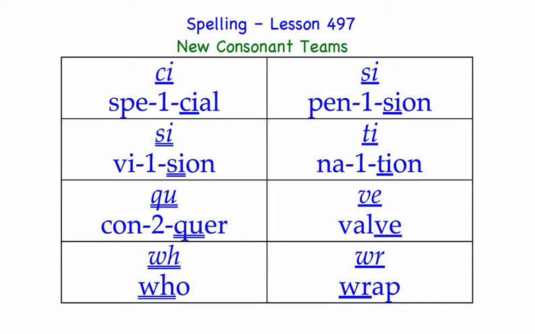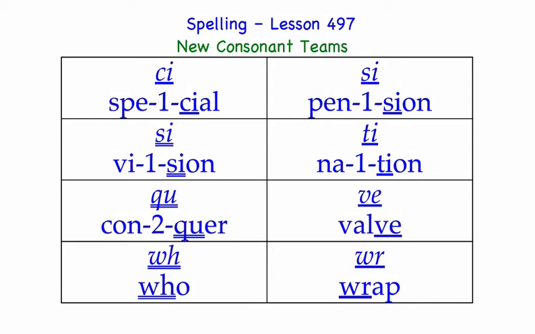The letter teams CI, SI, and TI are consonant teams when these letters occur at the beginning of any syllable except the first syllable in a word. These three teams all represent the same sound, which is sh, which is the same sound that SH represents. When you encounter these three teams at the beginning of any syllable after the first syllable in a word, then most of the time those letters will represent teams. Not in every instance, but in almost all instances.